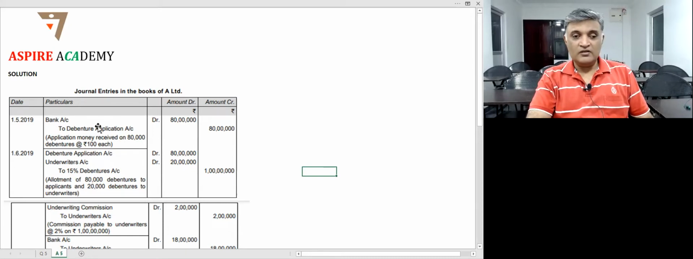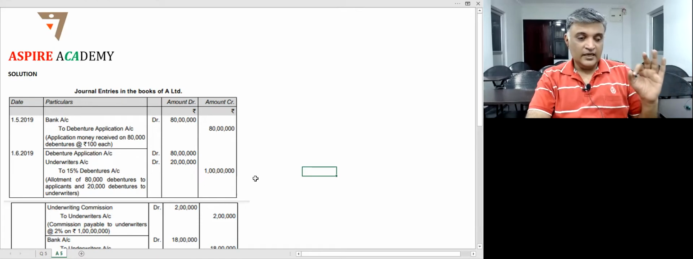The first entry is on receiving the application money from the general public at large. So bank account debit to debenture application; subscription was 80,000 debentures, so 80,000 into 100 is 80 lakhs. Then we will be transferring that to the debenture. But the issue is actually underwritten. So underwriters have committed to take up the remaining debentures. So we will debit the underwriters account also. Debenture application account debit 80 lakhs, underwriters account 20 lakhs, to 15% debenture 100 lakhs.